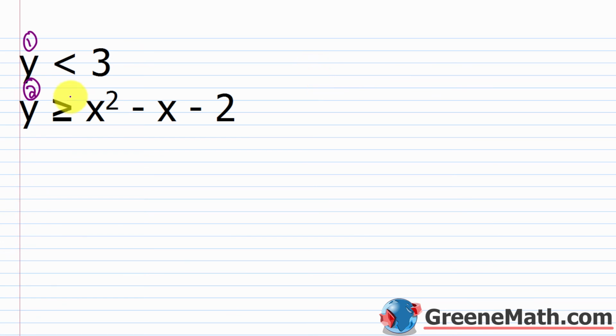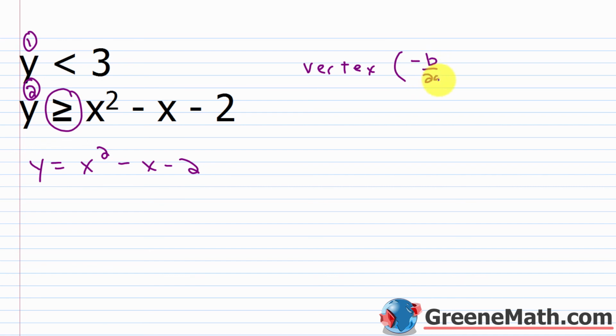This guy is a non-strict inequality. So the boundary will be solid, right? And we're graphing a parabola here. You'd have y is equal to x squared minus x minus 2. This is a parabola that opens up. So we would want the vertex to start. Again, this occurs at negative b over 2a, comma, f of negative b over 2a.